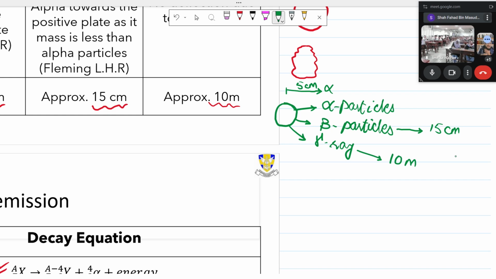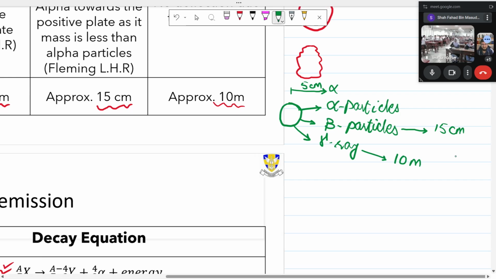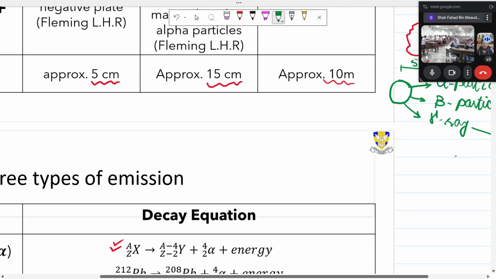When we talk about the 10 meters, 1 meter contains 100 centimeters, so it means we are talking about 1000 centimeters. It is a very long area. Among them, the emitted particle which can travel the most is the gamma particle. Then we have beta, and then we have alpha. The reason behind the approximate range is their weight also.